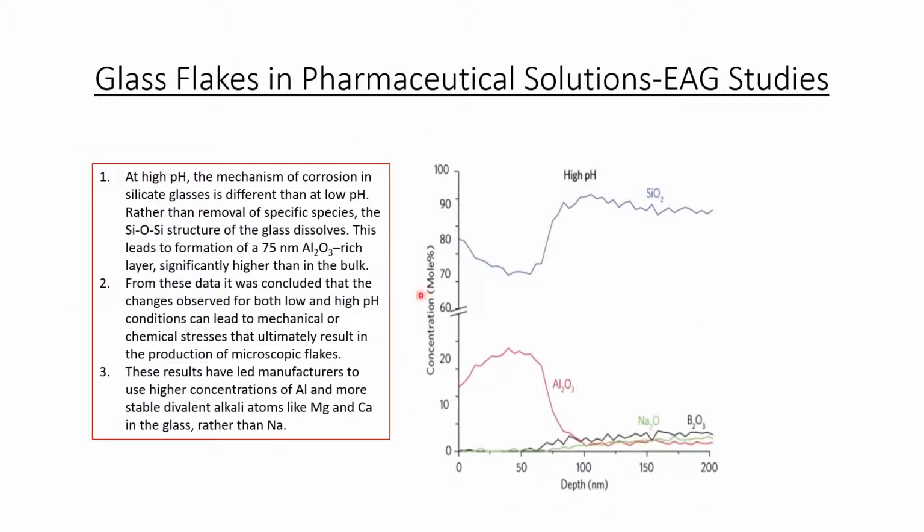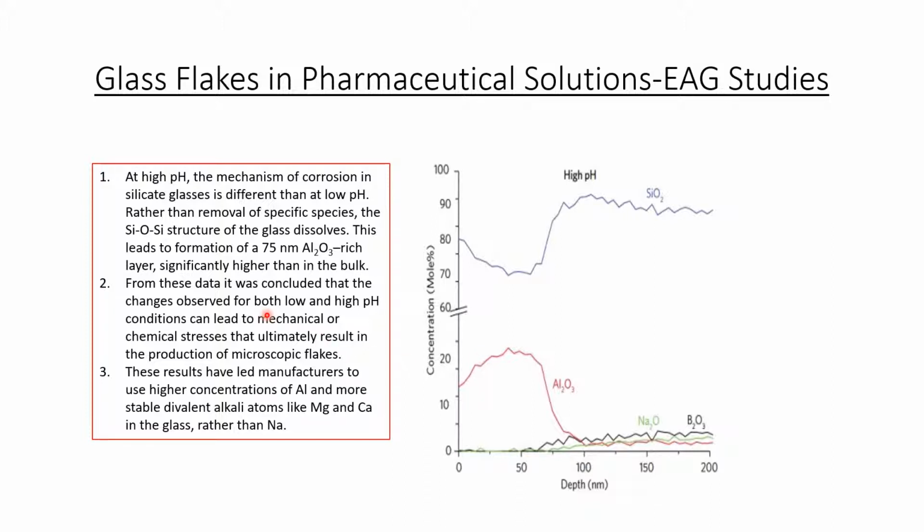We also did a series of XPS depth profiles for a high pH solution. And at high pH, the mechanism of corrosion in the silica glasses is different than at low pH. Rather than removal of specific species, the SiO structure of the glass dissolves, shown here by the depressed counts. This leads to the formation of a 75 nanometer aluminum oxide rich layer, significantly higher than in the bulk.